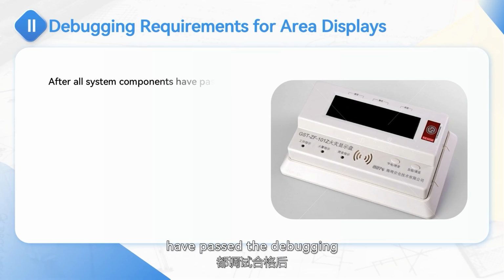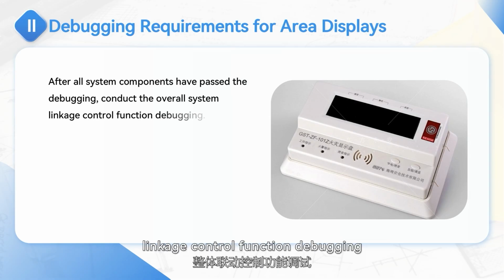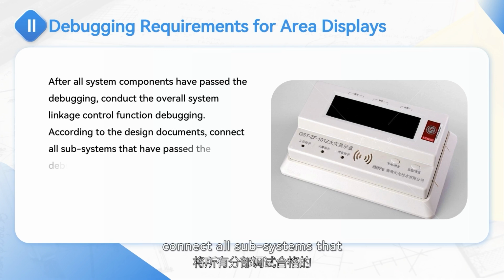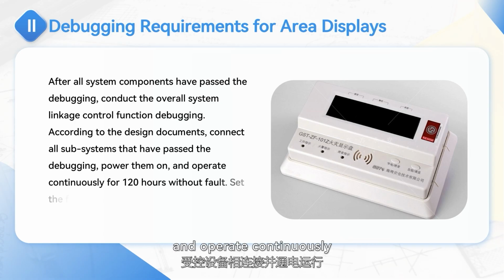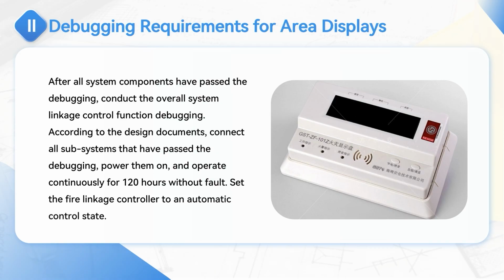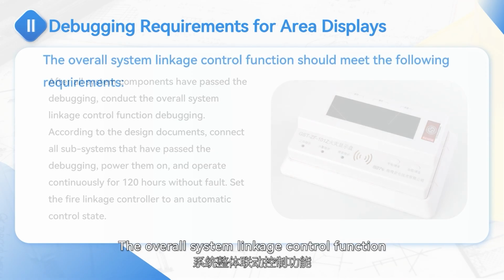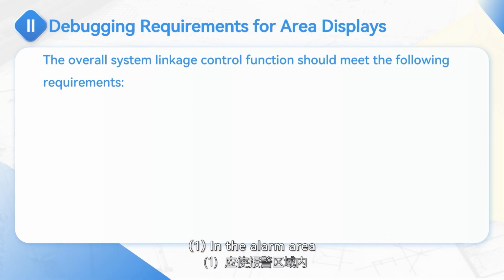After all system components have passed the debugging, conduct the overall system linkage control function debugging. According to the design documents, connect all subsystems that have passed the debugging, power them on, and operate continuously for 120 hours without fault. Set the fire linkage controller to an automatic control state. The overall system linkage control function should meet the following requirements.